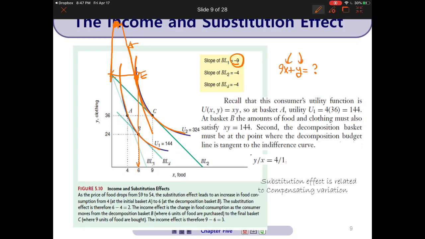I believe it should be 104. This will be 54. What about 69? This should be 6 and 45. At basket E, the coordinate is 6 and 54. So the income will be 108.